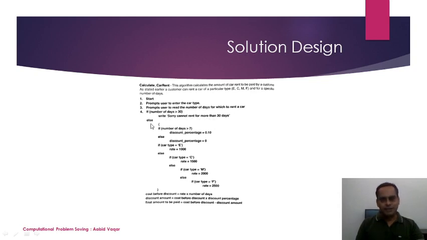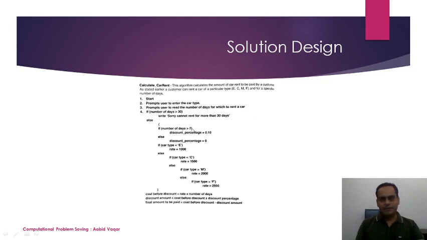If the number of days required is not greater than 30, then we check whether the number of days is greater than 7. If the number of days is greater than 7, the discount percentage is 10%. Else, if the number of days is less than 7, then no discount is provided, so the discount rate is 0.